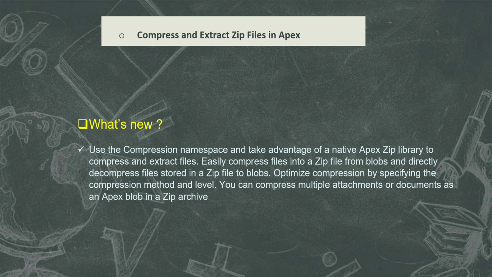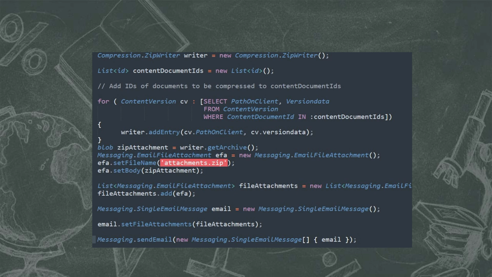You can compress multiple attachments or documents and Apex blobs in a zip archive. As you can see in the code, you can set attachment.zip. If you have a large job, if you have large MB of files, you can compress your files into a zip. Okay.